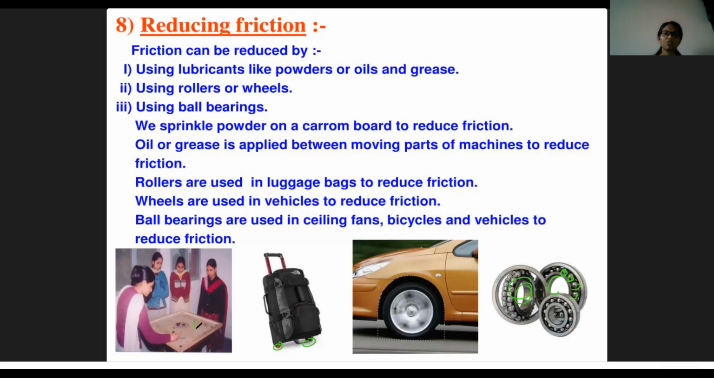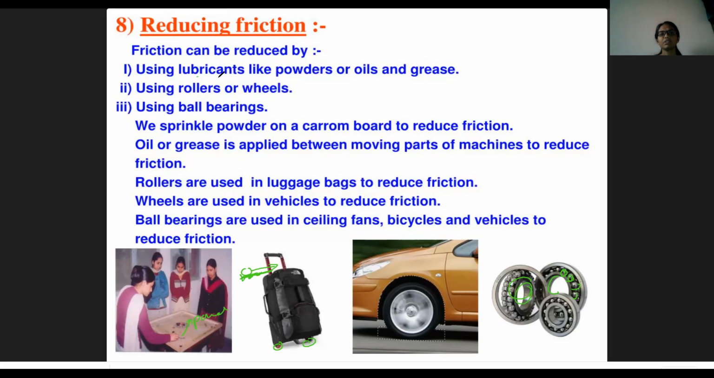And in the case of a carrom board, you put powder. Upon the powder, the striker easily slides. When the irregularities of the surface are filled with the powder, it acts like a smooth surface so that you can easily slide on it. In this way, we reduce the friction.